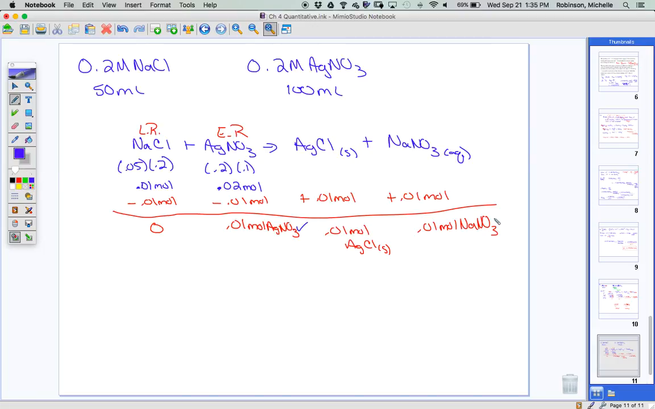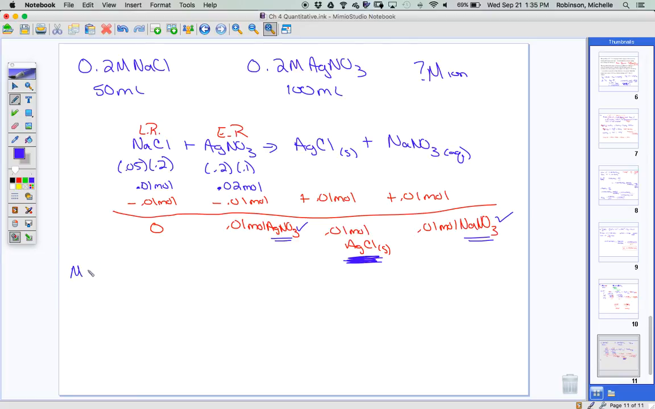Yeah, this one and that one, right? So now this kind of looks like the other problem, right? This is a solid, so this is sitting at the bottom. Agree? So we don't really care about that because they asked us what the molarity of the ions were, right? That was kind of the question. So the only things in solution that are dissociated into ions are this silver nitrate and this sodium nitrate, right?